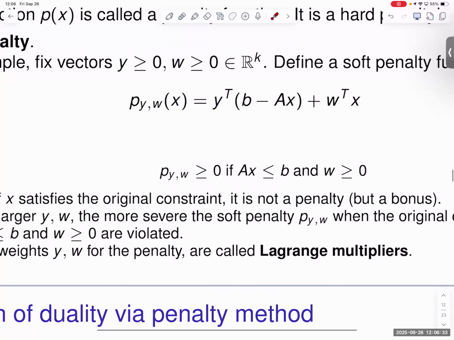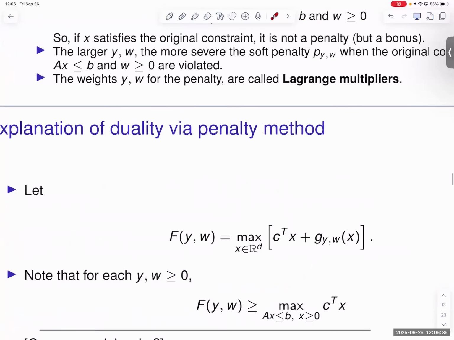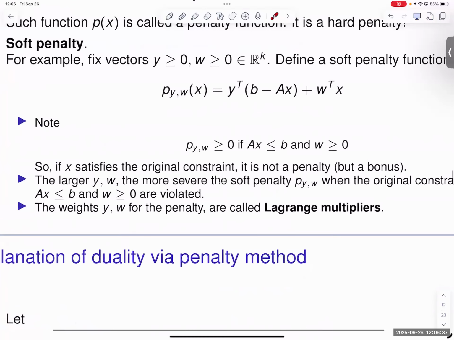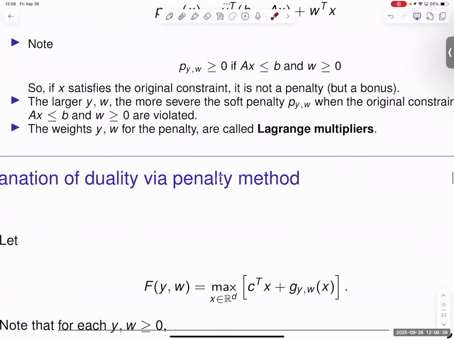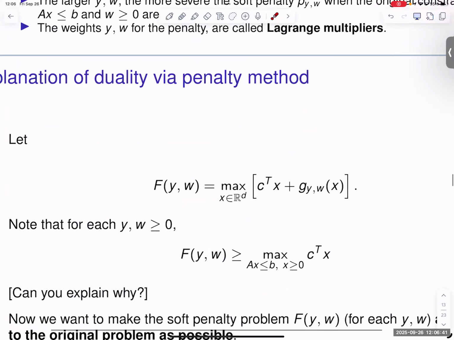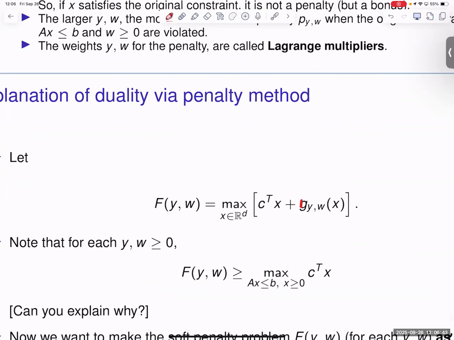Younghan, is G(y,w) the same as P(y,w)? Oh, sorry. It's a great comment. It's a P. Thank you.